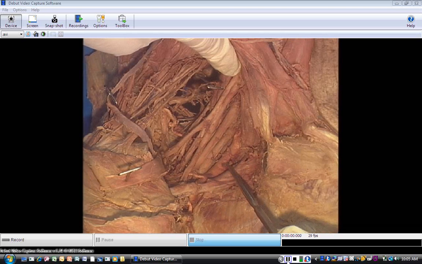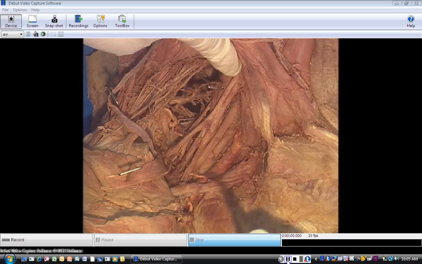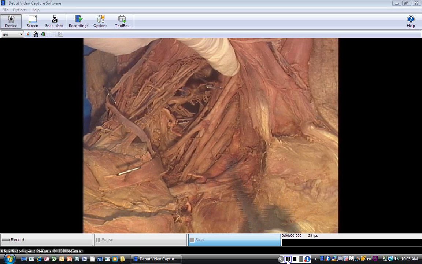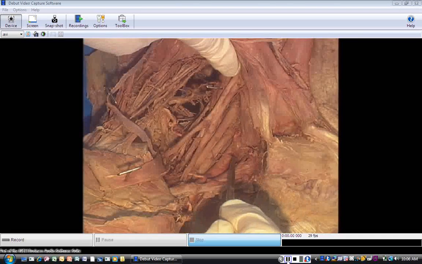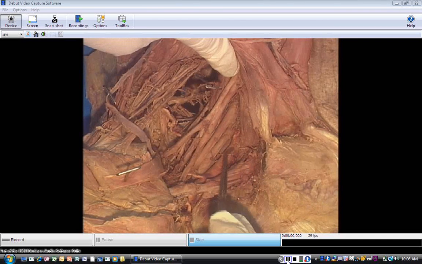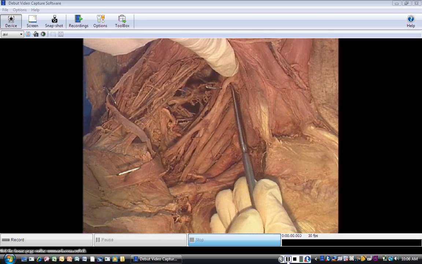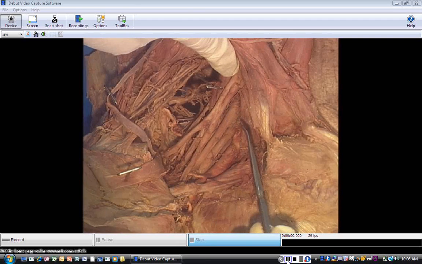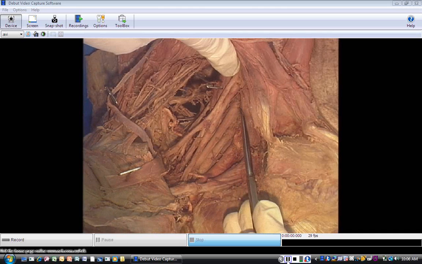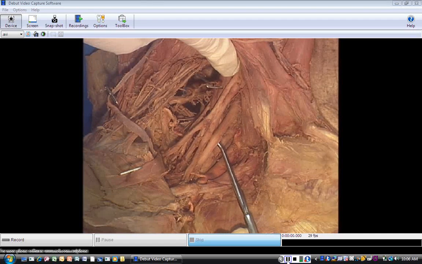The subclavian artery is going to change name after it passes the lateral border of the first rib to the axillary artery. There are branches off the subclavian artery that we can see in the posterior triangle of the neck, but we're going to use a different cadaver to show you those branches. So C5 and C6 come together to make the upper trunk. The ventral primary ramus of C7 continues as the middle trunk.